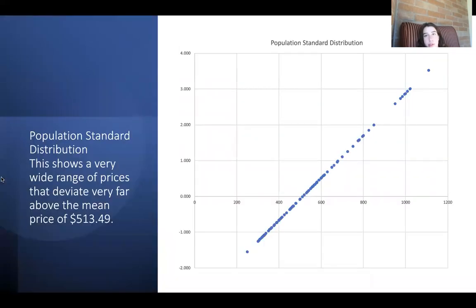And then compared to the population standard distribution as a whole, we can see that the mean for all of them together is $513.49. And we remember that it was $380 for the lake apartments. So this shows that we lie below the average mean for the entire population.